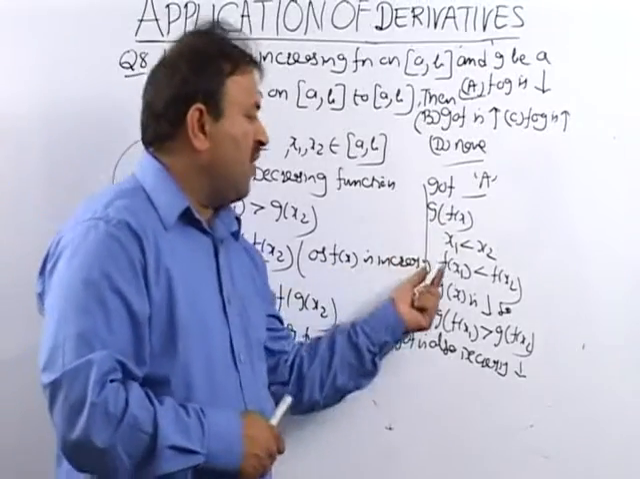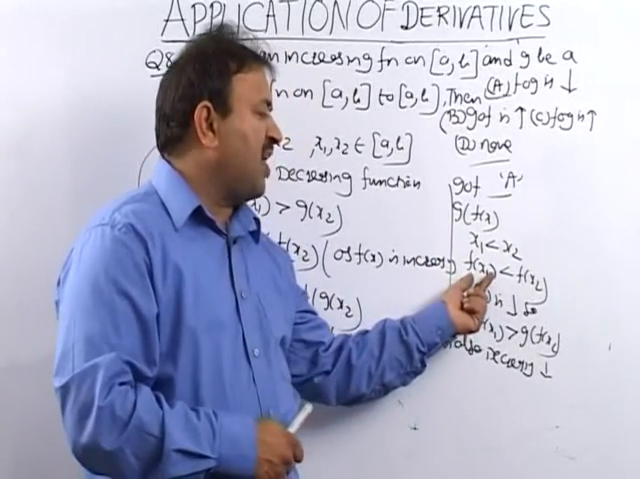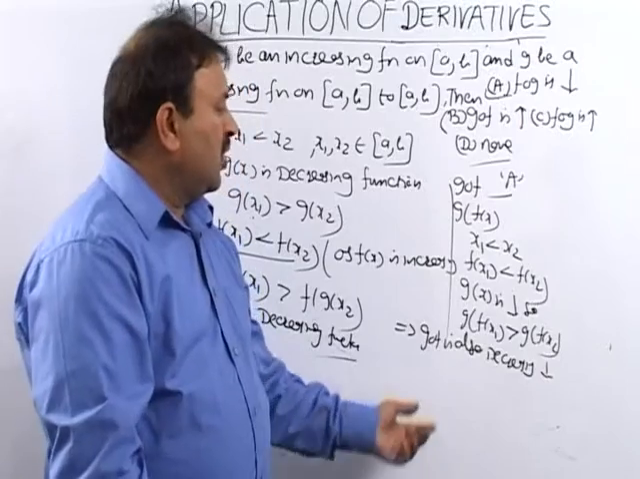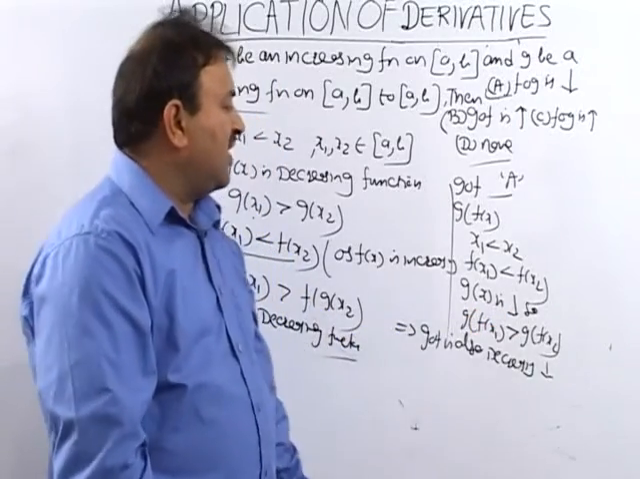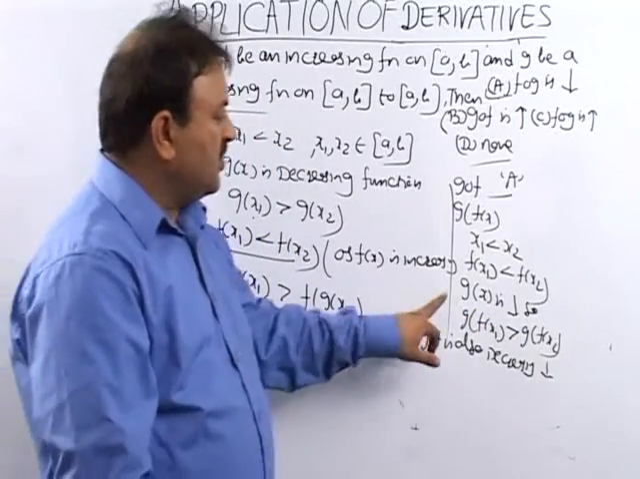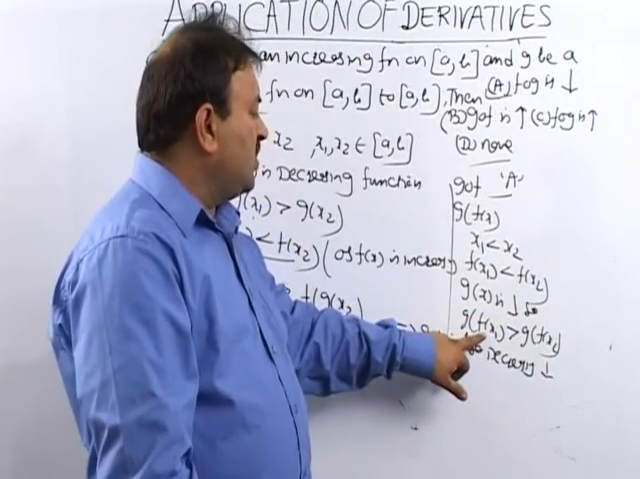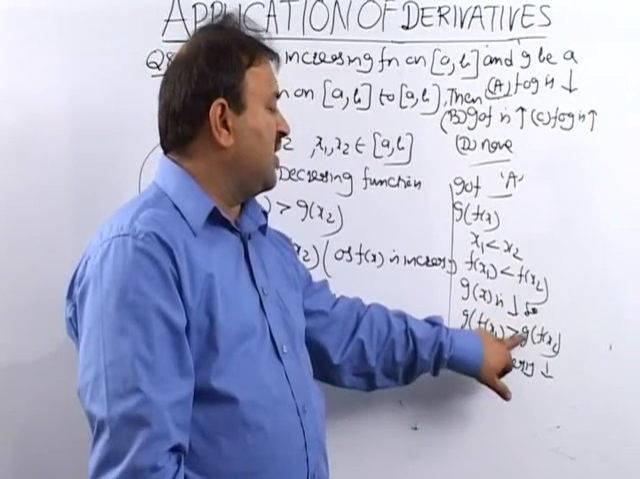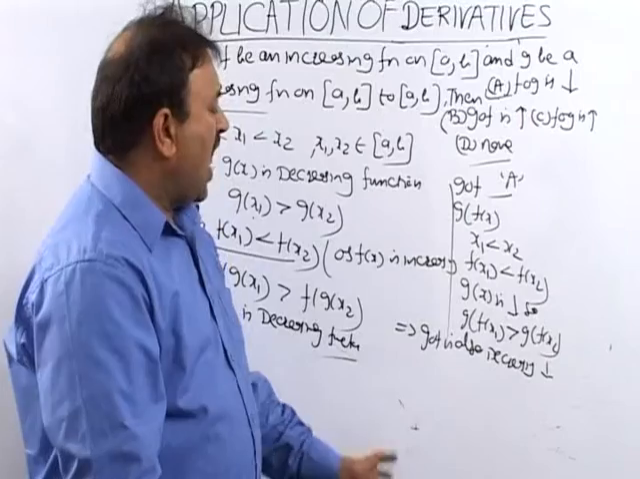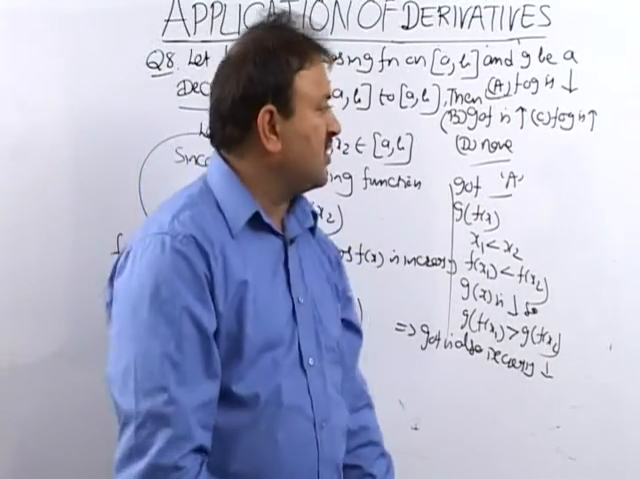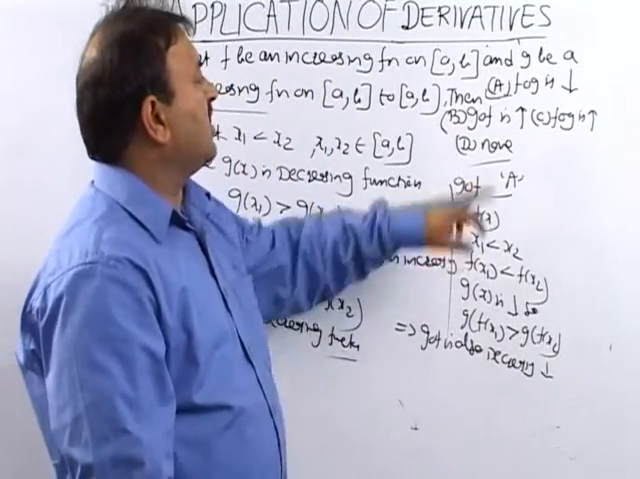I take GOF. Here x1, x2, fx1 is less than fx2, so gx, what will come? It is GOF, gx is a decreasing function, so g of fx1, the sign will be changed, it is greater than g of fx2. I will say GOF is also a decreasing function. So the right answer is A.